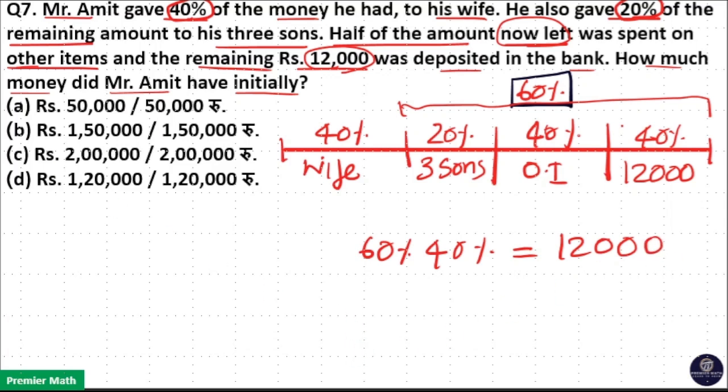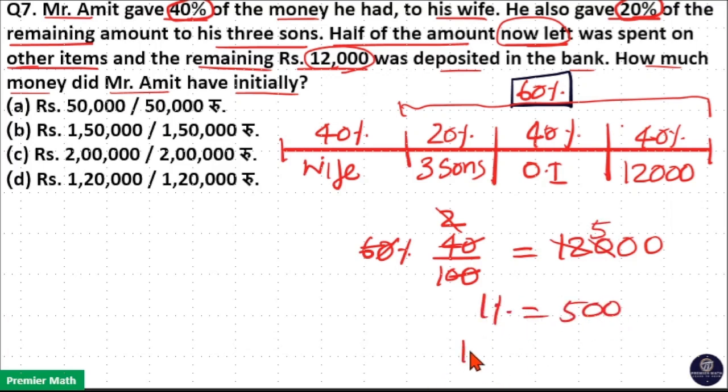Here I will write 40% as 40 by 100. Now 0, 0 cancel. 6 into 4, 24. So 12 goes 2 times in 24. Now 2 goes 5 times in 10. Now 1% is 500 means 100%. That is, the initial amount of money he had is 500 into 100, which is equal to 50,000. So option A is your answer.